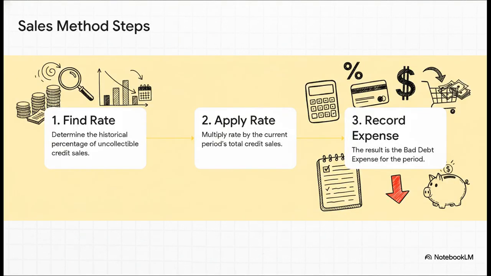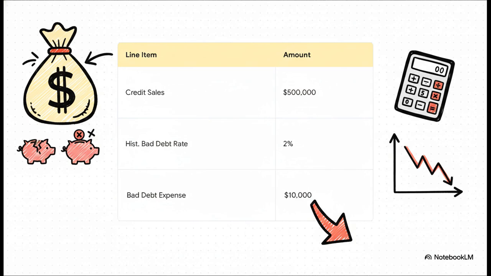And it really is a straightforward three-step process. First, you analyze your past data, maybe 2, 3, 5 years back, to find your historical uncollectible rate. Now, a very common mistake here is to use total sales. Remember, you have to base this on credit sales only because cash sales have zero bad debt risk. Second, you take that historical percentage and you apply it to the current period's total credit sales. And third, the result of that simple math is the bad debt expense that you're going to record for this period.